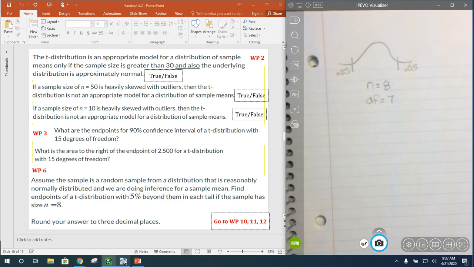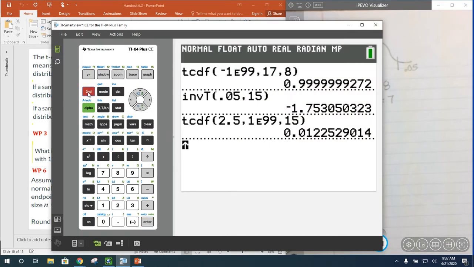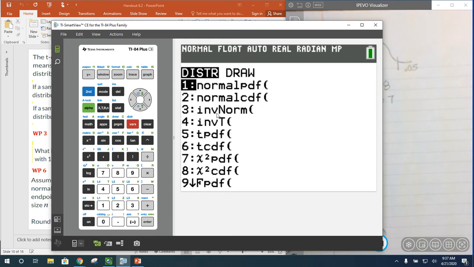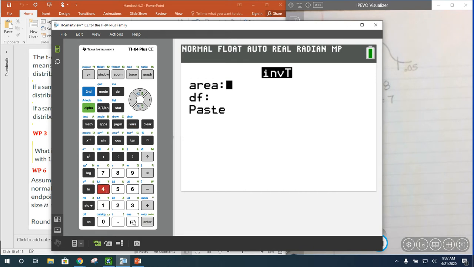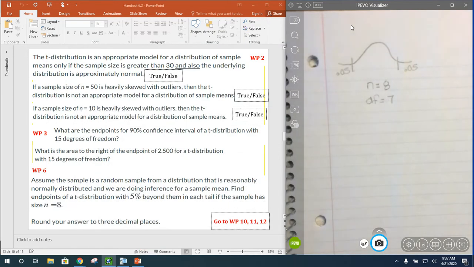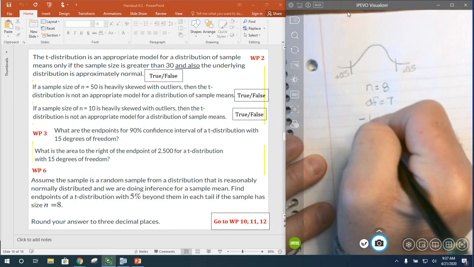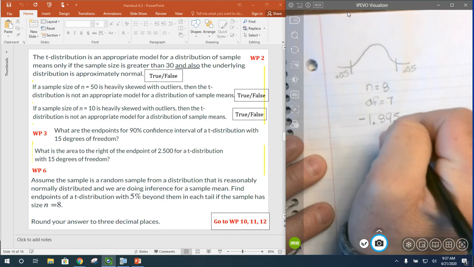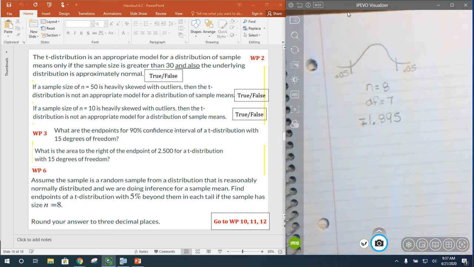So let's go to the calculator. All we have to do is find the left-hand side one here. Vars, we want the endpoint, so we're going to use inverse. An inverse norm, but an inverse norm for a t value, so number 4. The area is 0.05, 5%. The degrees of freedom are 7. I'm going to paste that in, and we get negative 1.895. And wherever you get a negative, you'll also get a positive.